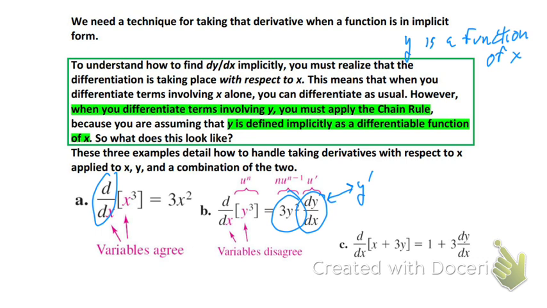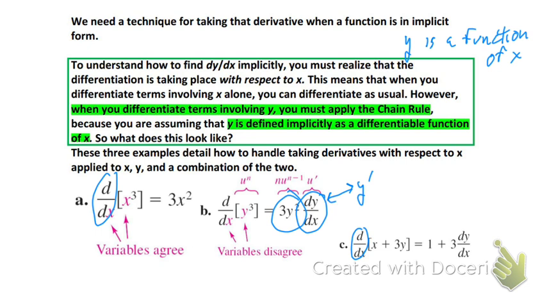Look at C. It's saying the derivative with respect to x of x plus 3y. Okay, those are two things added together, so I can use the addition rule and say, well, what's the derivative of x? It's just 1. What's the derivative of 3y? Well, if that y were an x, wouldn't I just say it's just 3?